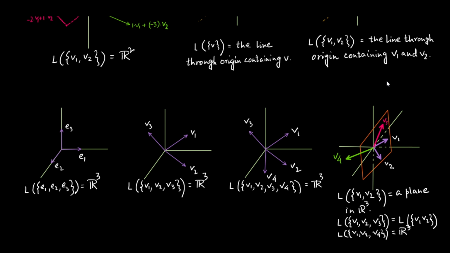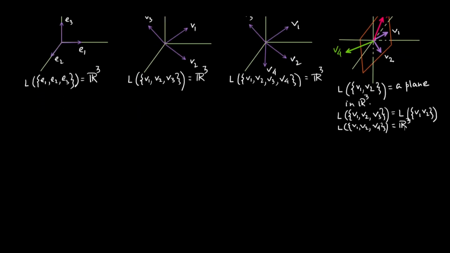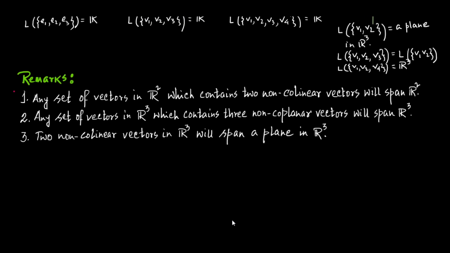So if we summarize the whole thing that we have seen, I can in general make the following remarks. Any set of vectors in R2 which contains two non-collinear vectors will span R2. The second one, any set of vectors in R3 which contains three non-coplanar vectors will span R3.